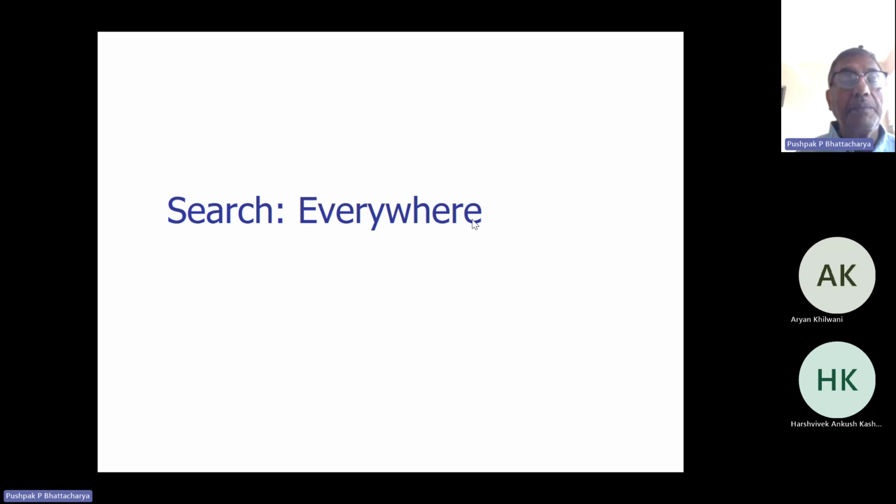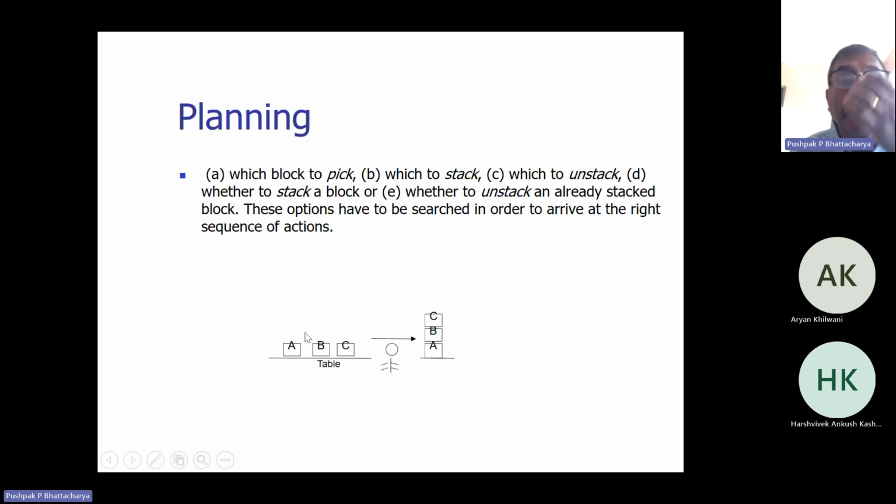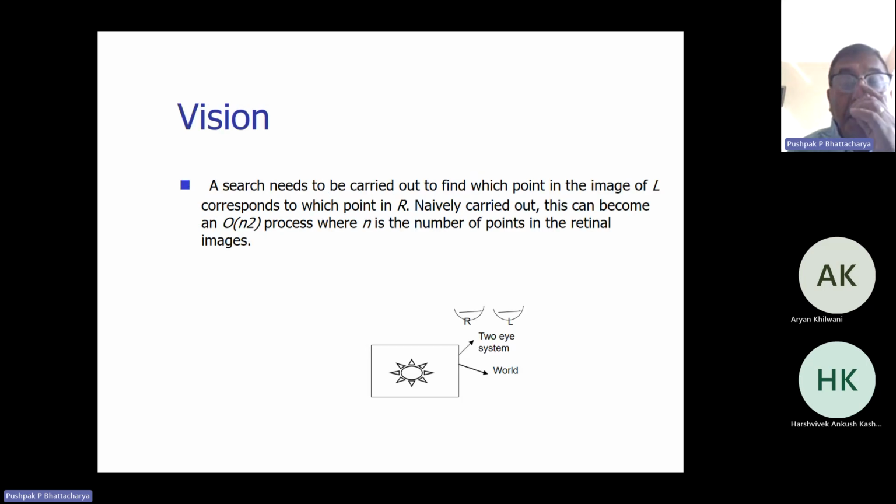Okay. So as you know, we have already started the search algorithms, and search, we have seen, is ubiquitous. Every area of AI requires search. We saw this example of planning in the blocks world, which requires search: which block to pick, which block to stack, unstack, and so on. In computer vision, search is required when we solve the correspondence problem. That is, the points in the left retina and the right retina have to be put in correspondence. This requires search.